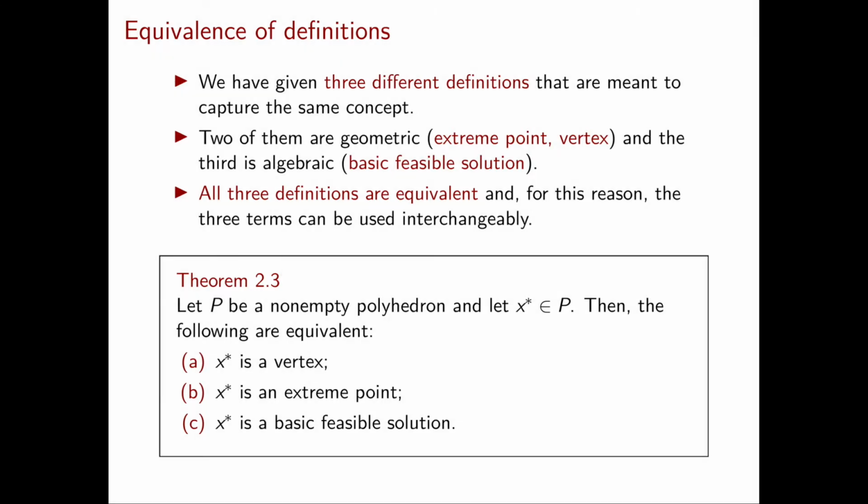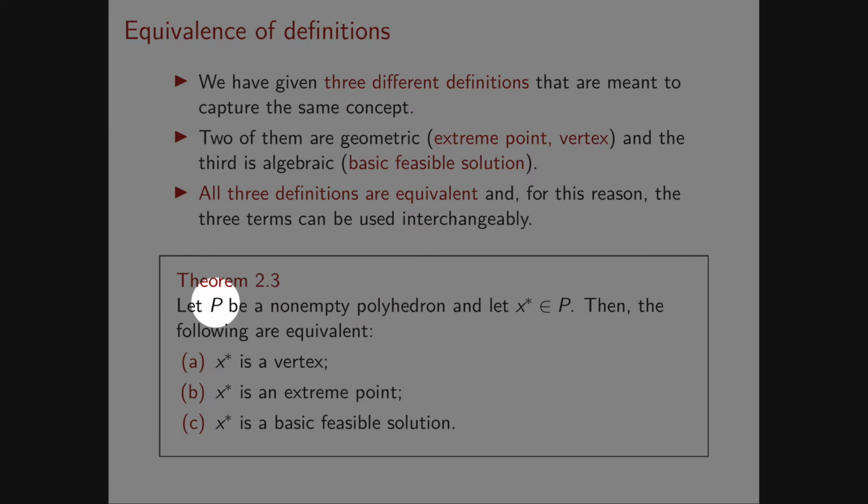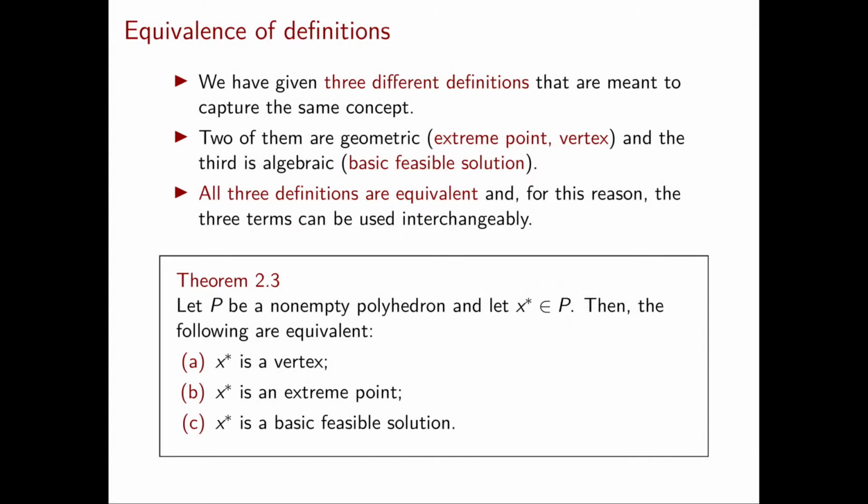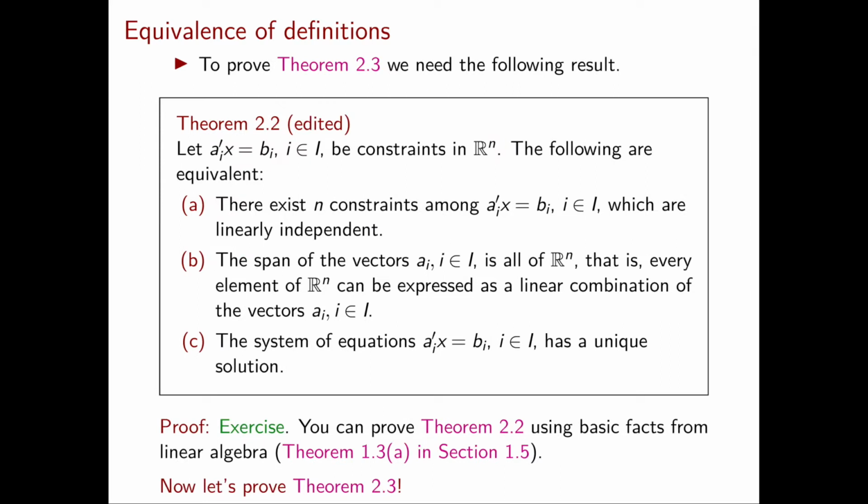Here is the statement of our theorem. Let P be a non-empty polyhedron, and let x star be a vector in P. Then the following 3 concepts are equivalent. X star is a vertex, X star is an extreme point, and X star is a basic feasible solution. Before diving into the proof of theorem 2.3, I want to give you a heads up regarding a theorem of linear algebra that I will be heavily using.